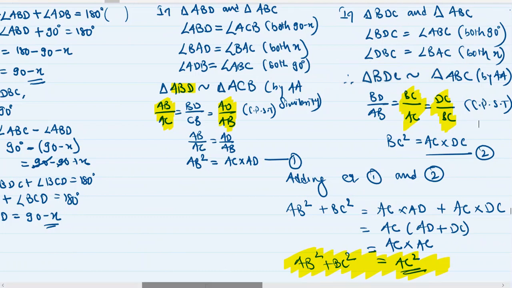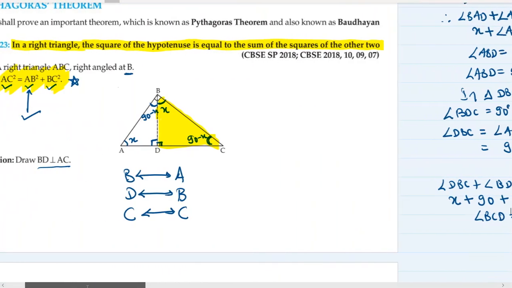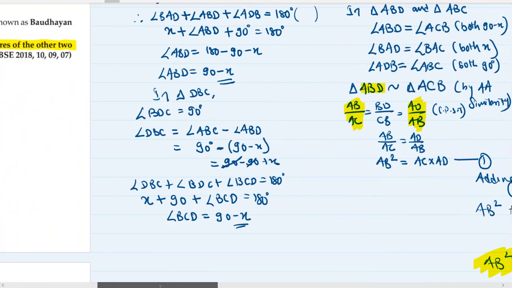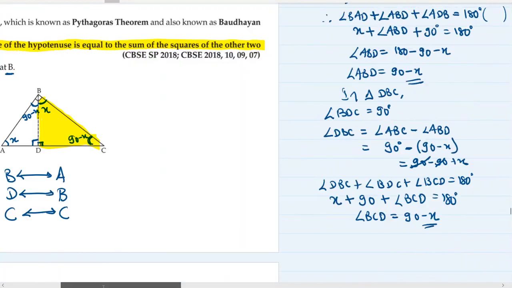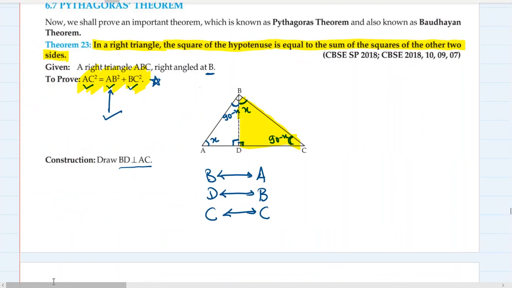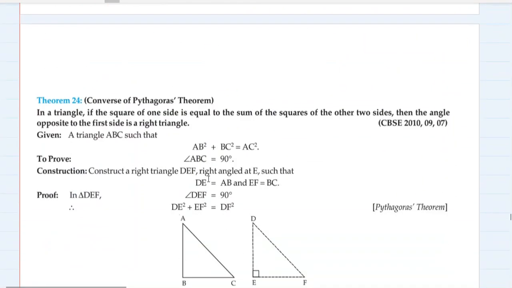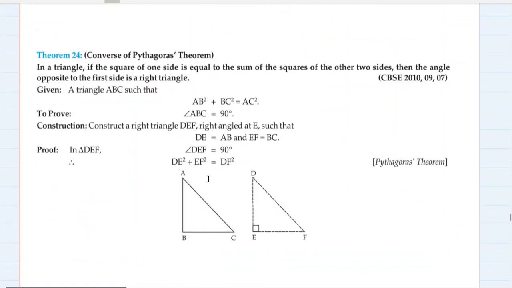So this is the main proof. According to the diagram, we first found the values of angles and then we proved two pairs of triangles similar to each other, and the ratios which we got, we cross multiplied, got the value of AB square and BC square and added both the equations to get our Pythagoras theorem. So I hope you understood how to prove Pythagoras theorem. Okay, this was the proof of Pythagoras theorem. Now using similarity, now let's go to the next proof, which is converse of Pythagoras theorem.